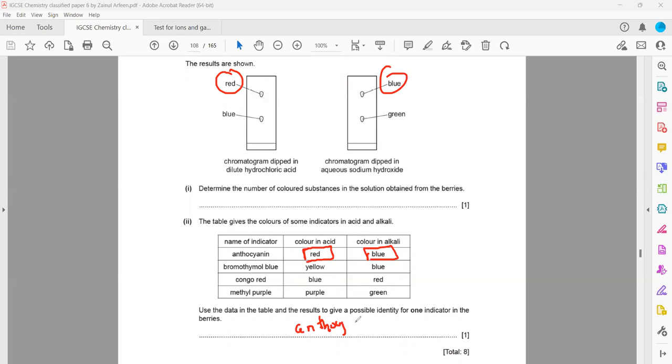Is it clear? Yes, sir, clear. There might be another indicator present which has a blue color in acid and a green color in alkaline. But we want to find one of the indicators which is present in these berries. So one of the indicators present in the berries is anthocyanin. Yeah, berries have indicators, even reddish ones, they all have indicators.